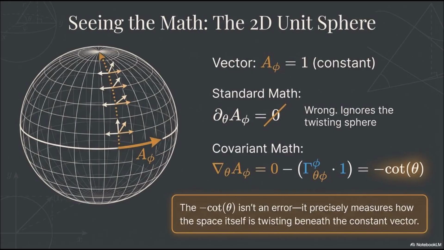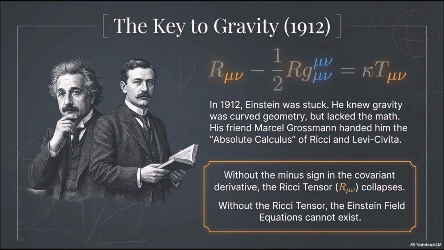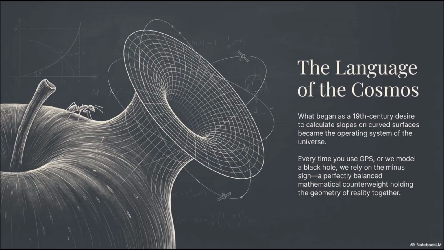The contravariant vector, v superscript mu. And the text gives us the strict transformation rule for how it behaves when the grid changes. The transformation rule: v prime superscript mu equals the partial derivative of x prime superscript mu with respect to x superscript nu, times v superscript nu.